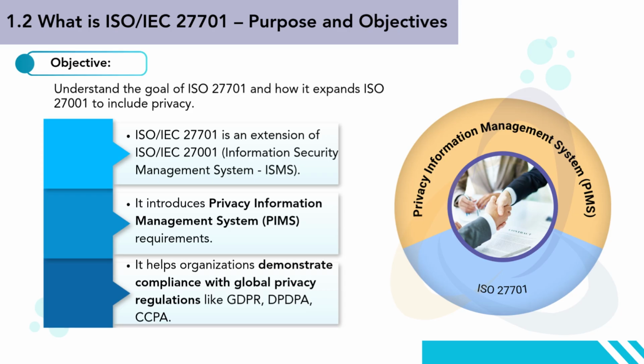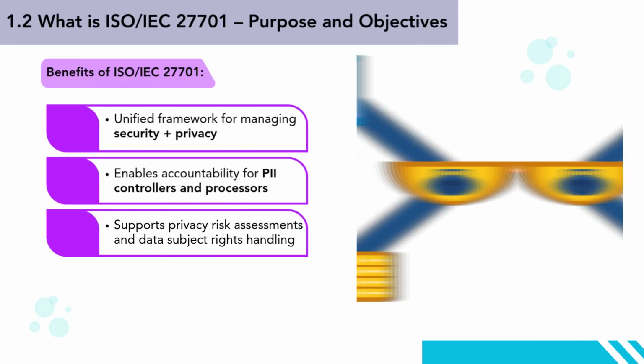measures. By adopting ISO IEC 27701, organizations can not only strengthen their privacy governance but also demonstrate compliance with global privacy regulations such as GDPR, DPDPA, and CCPA. In essence, it bridges the gap between security and privacy, helping organizations build trust while meeting both legal and regulatory expectations.